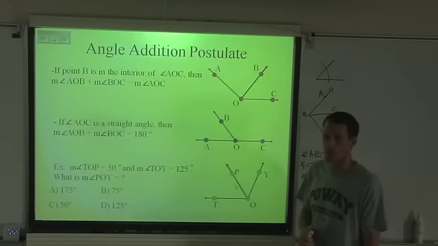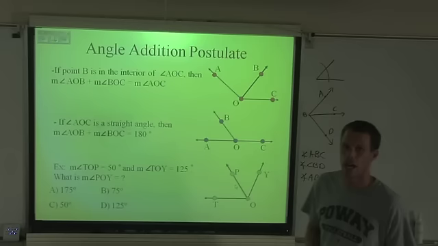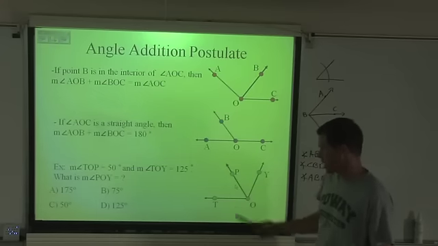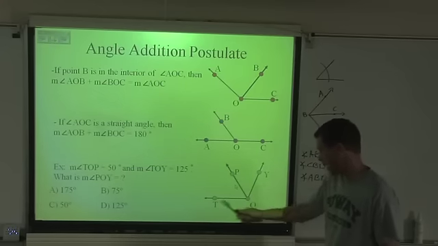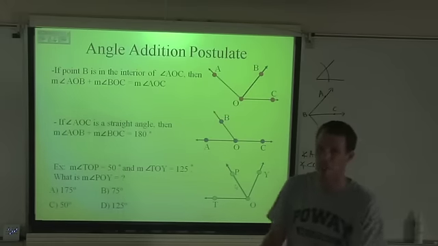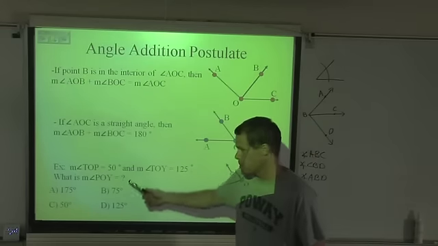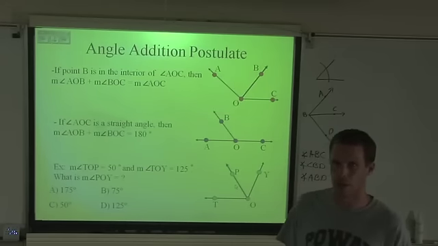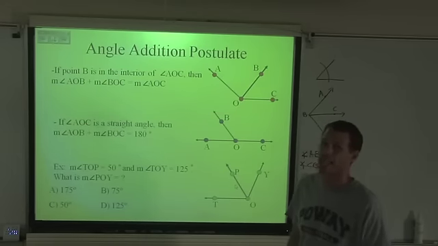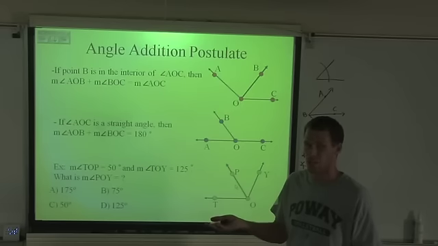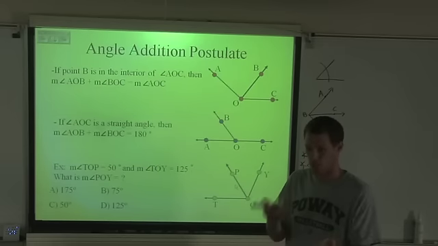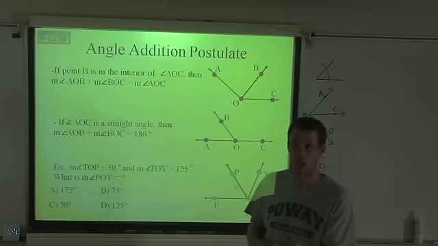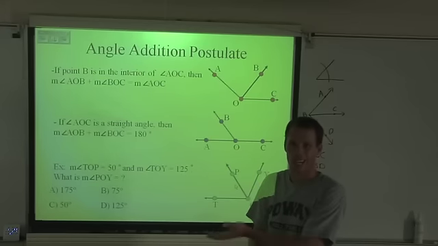Now here's a sample problem that you could do in your head. You could pause the video if you need to for a second. But if the measure of angle TOP was 50 degrees and the measure of angle TOY is 125 degrees, what's the measure of angle POY? This is a slightly unique angle addition problem because I gave you a part and the whole. So we say part plus part equals whole. Well, then that must mean if you take the whole and subtract one part, you get the other part.